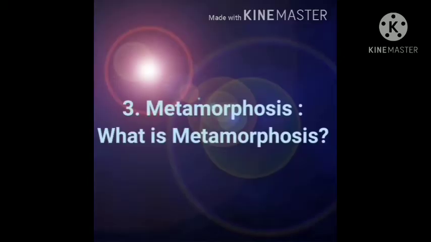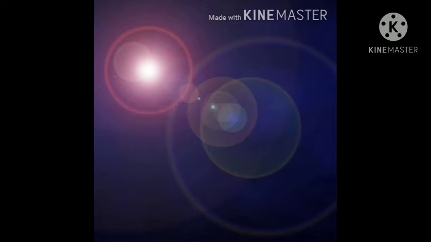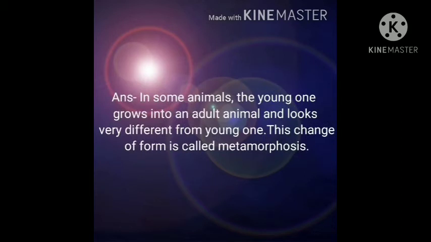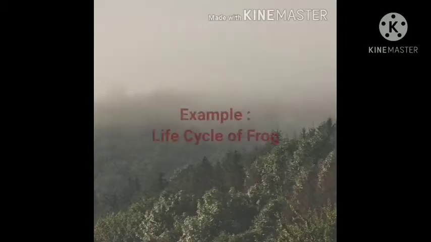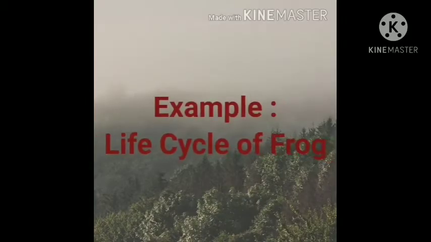Children, do you all know what is metamorphosis? Answer is, in some animals, the young ones grow into an adult animal and look very different from the young one. This change of form is called metamorphosis. To understand this method, let's take example of life cycle of frog.